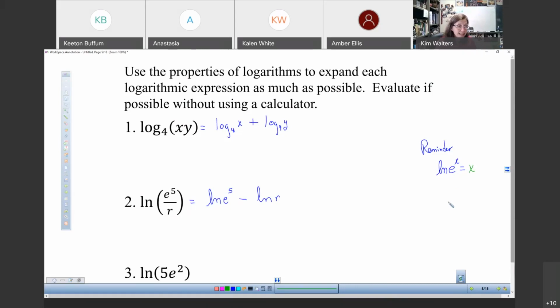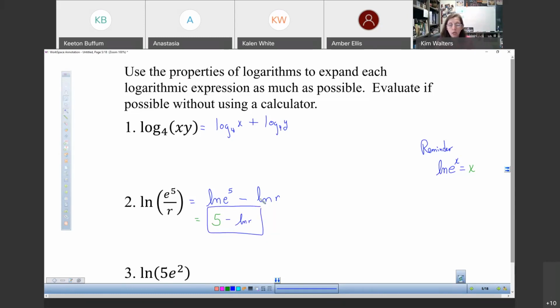So I'm going to get x. That means that the natural log of e to the 5th is going to be 5, right? And so then I have 5 minus the natural log of r. And that is my expanded and evaluated answer here, okay? So when you're doing your homework or taking quizzes and it's either multiple choice or type in answers, if you end up with the natural log of e to a power, you have to simplify that part, okay? Yes, you've expanded it, but you have to simplify that, okay?